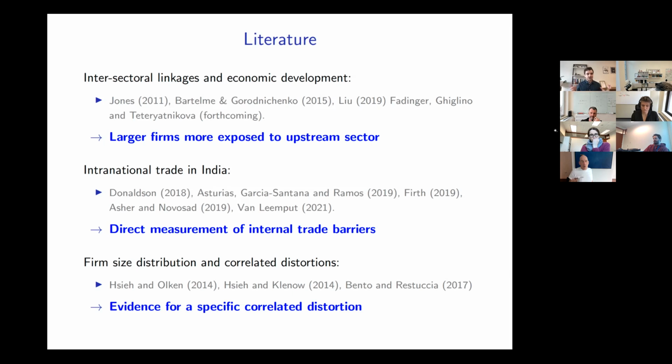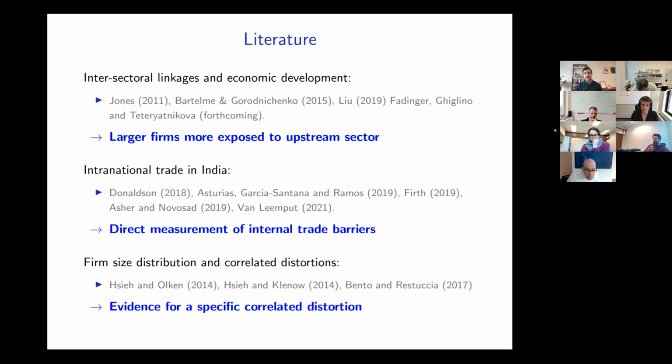Of course, there's a huge literature on international and intranational trade that this paper is related to. Here we're just mentioning some of the papers that have specifically focused on India. Really what's new in this paper is that we're going to have this direct measure of distribution costs and a way of pinning down internal trade barriers through these variable distribution expenses.